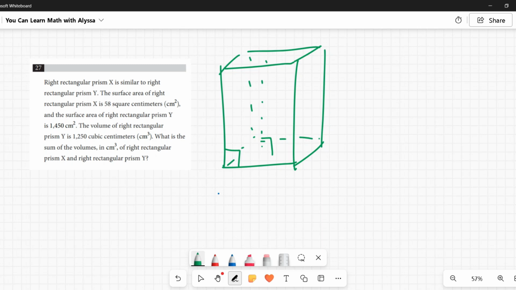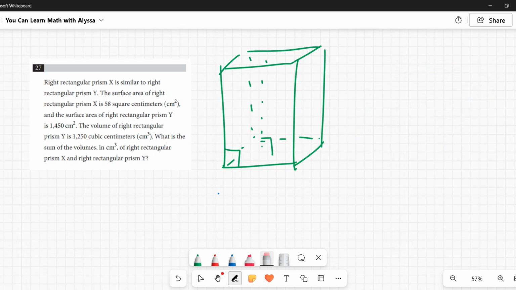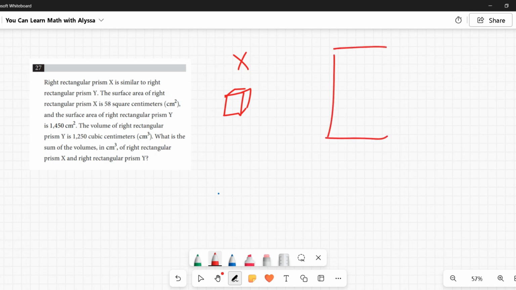You don't normally see these in high school math books, but if you slanted it like this, then it would be an oblique rectangular prism. And you just don't see those. But right rectangular prism is the correct one. So we have two right rectangular prisms, X and Y. X is way smaller, but they're similar. They're proportional. So if we blow up X or shrink Y, we can make them be the exact same size. So we have X, which is a little baby prism, and then we have Y, which is way bigger. Not drawn to scale, just to have a visual.